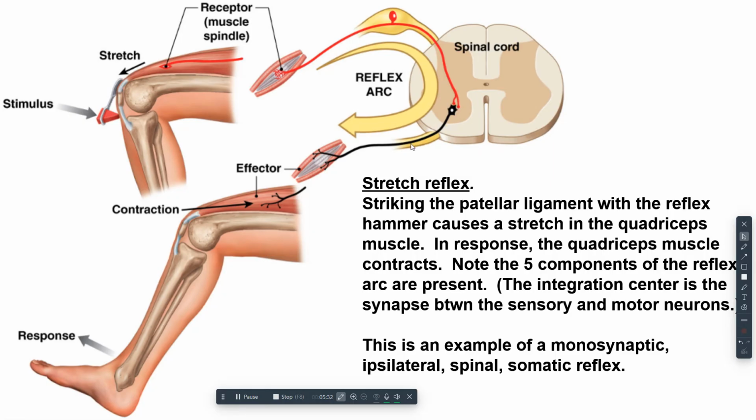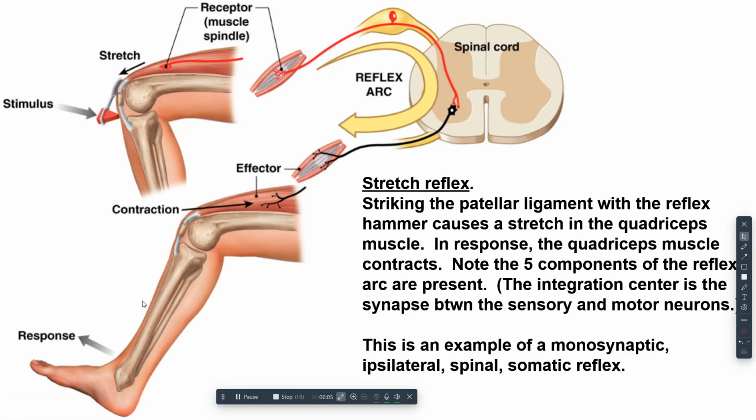And then we're taking a motor neuron out to the quadriceps muscle, which is our effector. All right, so notice that this is a spinal reflex because the cord is doing the integration. My integration center is right here. I have a single gray matter synapse, so it is a monosynaptic reflex. We're striking the right knee here, and the right leg is kicking out.